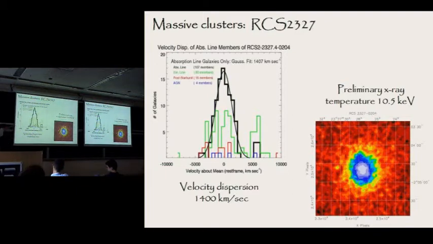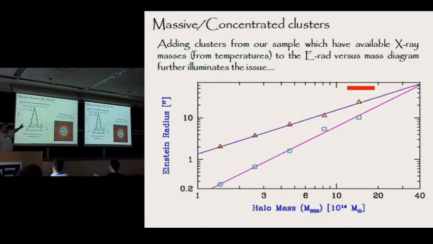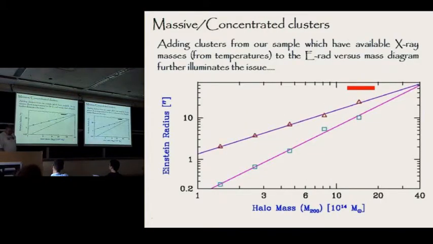Even so, it is a very massive cluster, but its Einstein radius is like a factor of 2 too large. Okay. Oh, here we go. This is what I was thinking. So we can make these measurements for clusters where we actually have some indication of total mass, and they're all basically not where you would expect them to be. So something is not quite right.